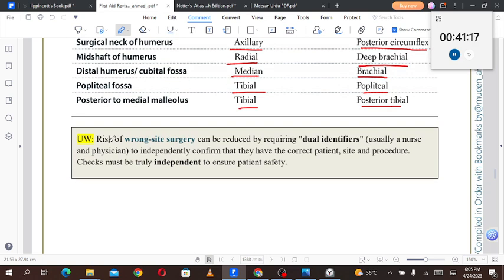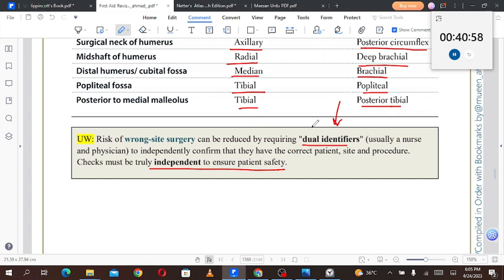Then we have a UWorld point. The risk of wrong-side surgery can be reduced by requiring dual identifiers, usually a nurse and a physician, to independently confirm that they have the correct site and procedure. Checks must be truly independent to ensure the patient's safety. Why is there a need for dual identifiers?